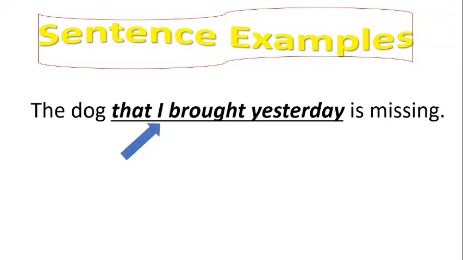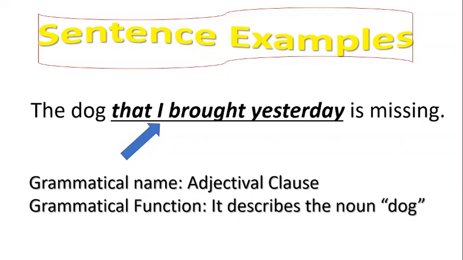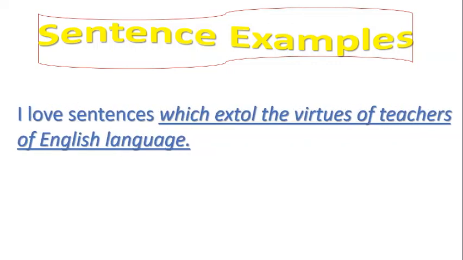So for the fact that we are discussing adjectival clauses, definitely you know the grammatical name, adjectival clause. But what is the function? We have just said it. It describes the noun dog. So when you are able to identify where the subordinate clause is, and in the case of adjectival clauses, they could be introduced by relative pronouns or relative adverbs, you will know that those expressions must describe a noun or pronoun in the main clause. Let's try the second one. I love sentences which extol the virtues of teachers of the English language.